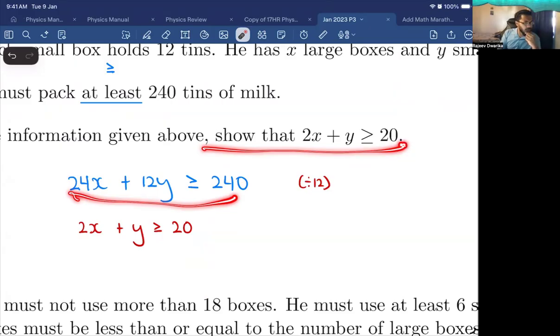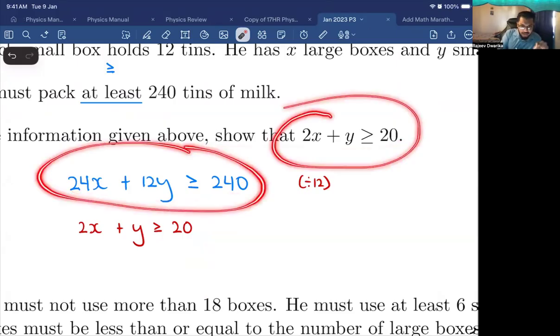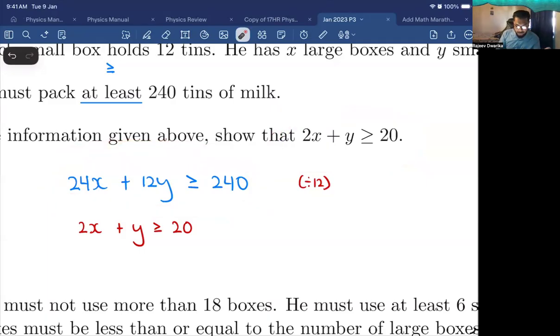Not quite. I want you to look at this, and I want you to look at this. Are they exactly the same? Are they the exact same thing? No, so we have to solve for it. Now, we're not going to solve for it. What we're going to do is divide by a common factor throughout. This might confuse you, so bear with me.